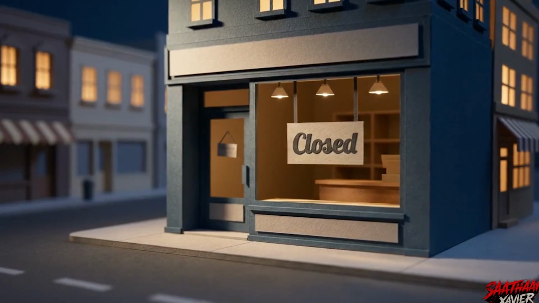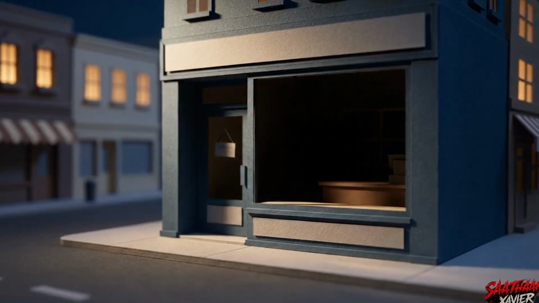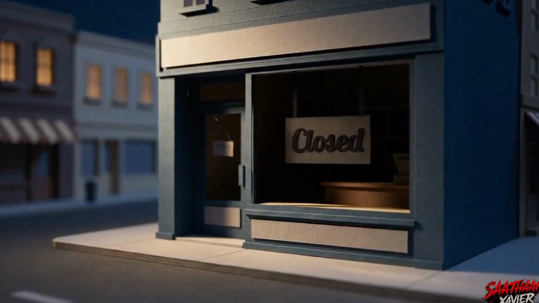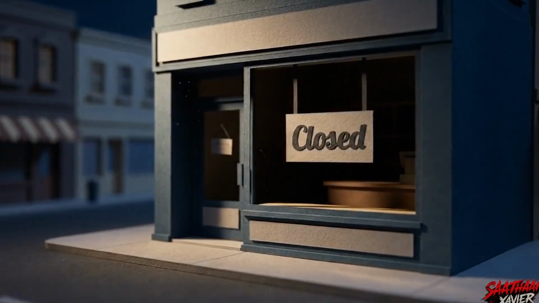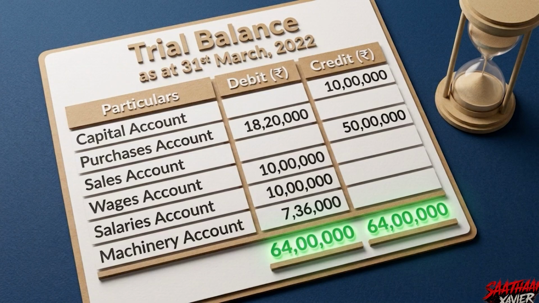It is March 31st, the close of the financial year. The shop doors lock, the open sign flips to closed, and physical operations stop. But for the accountant, the real test is just beginning. The year's financial data has been gathered into the trial balance. It is a long list of debits and credits, seemingly tied up in a neat bow. This is the starting line for drafting the final accounts.